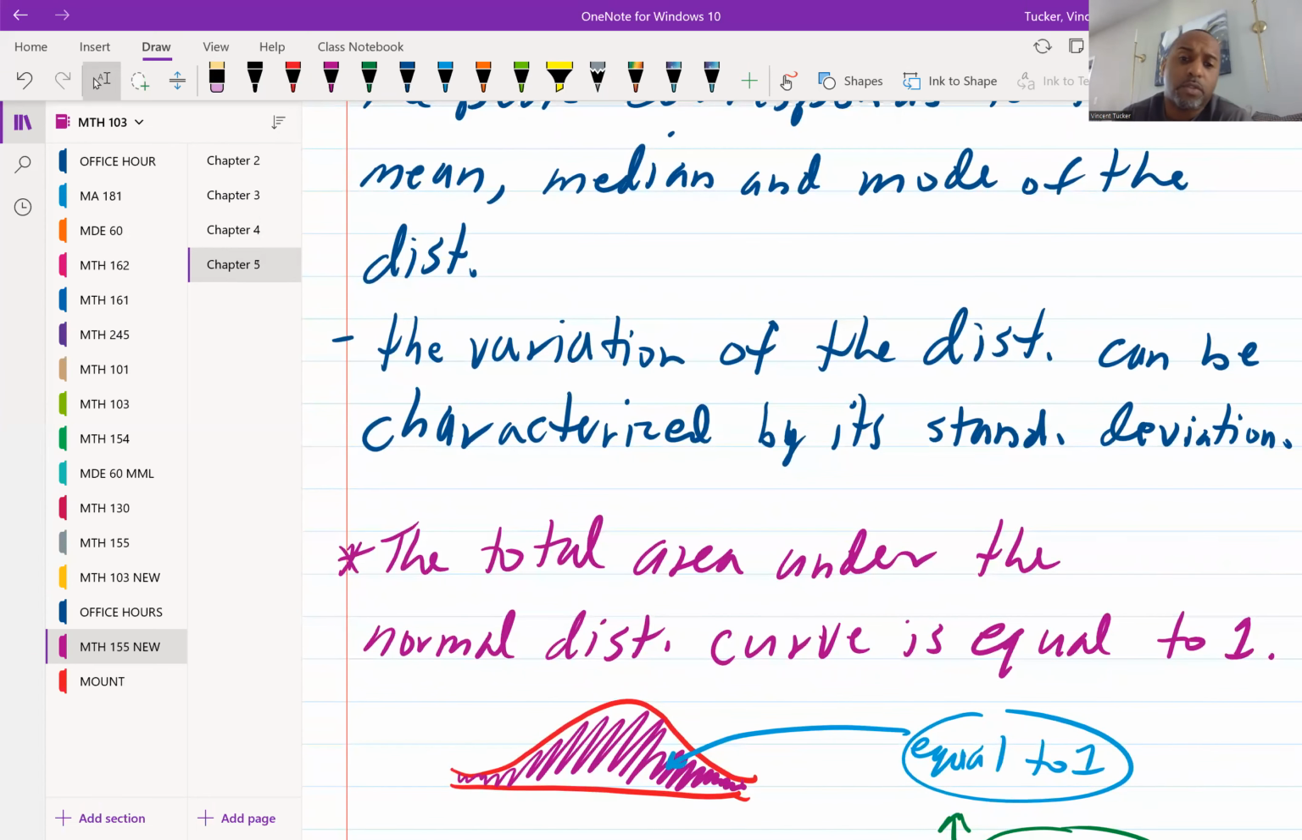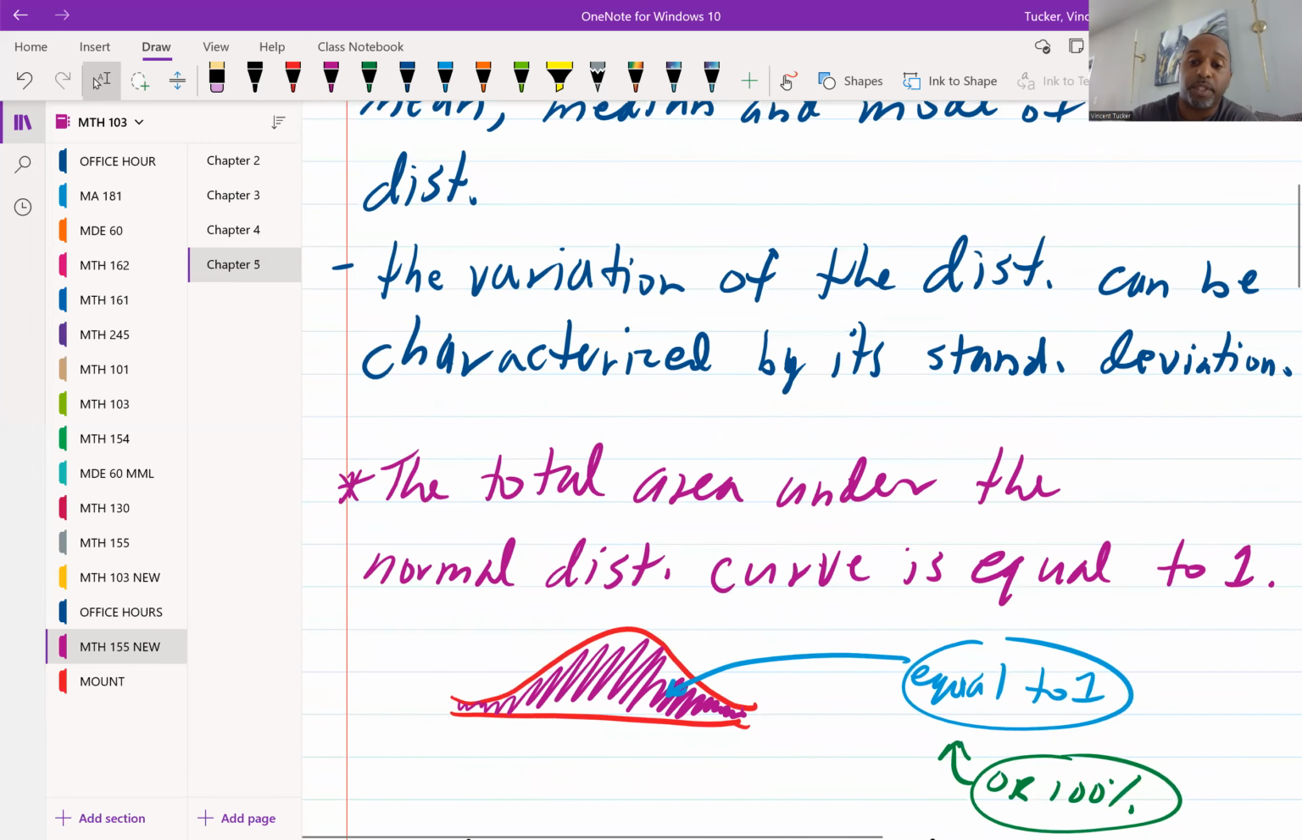Right. So the total area under the normal distribution curve is equal to 1. So the shaded area, the purple area, that's going to be equal to 1. And that's going to matter later. So everything under there is equal to 1. And as a percentage, that's 100%.